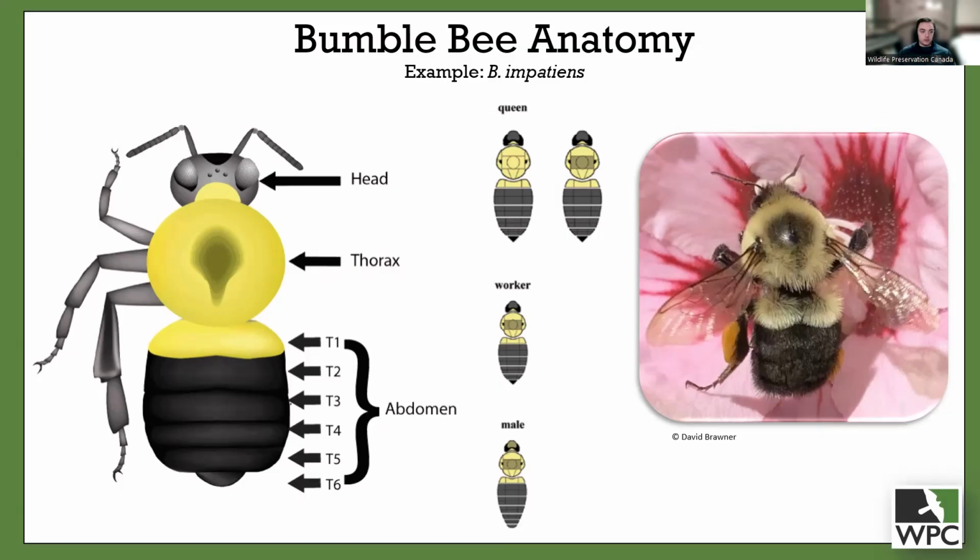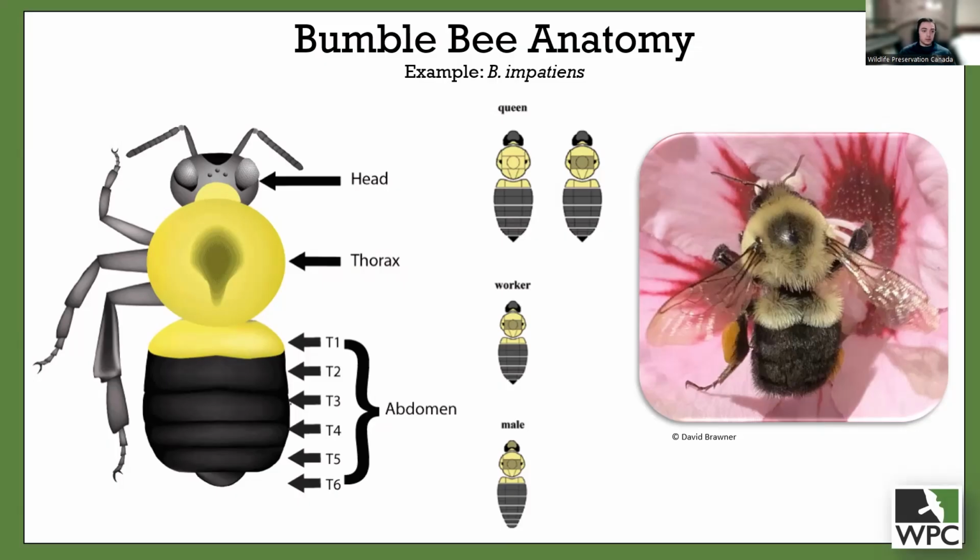And in these diagrams here, we also see the abdomen being divided into these six segments, which will come into play more when we're talking about males versus females. With these dividing segments, you can actually count how many segments there are and what colors they are. So we see T1 is yellow, and then T2, 3, 4, 5, and 6 are all black.